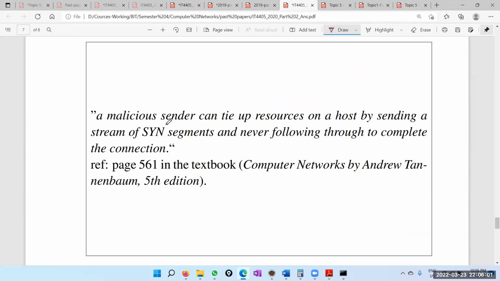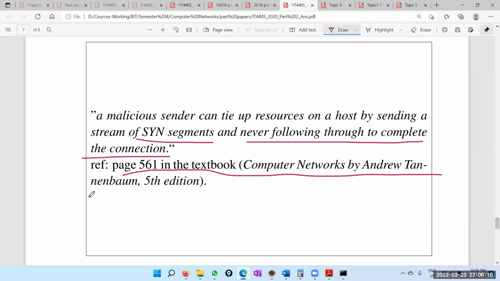A malicious sender can tie up resources on a host by sending a stream of synchronizing segments and never following through to complete the connection. Right. So they say you have to refer to this particular thing. Okay.